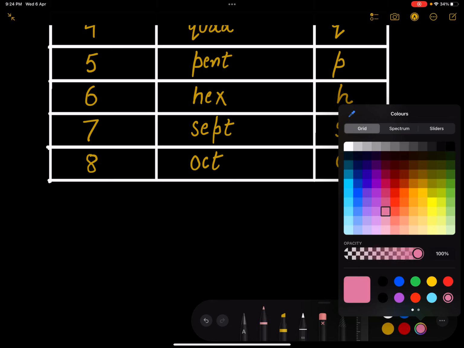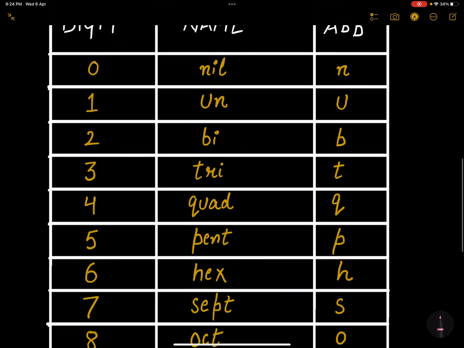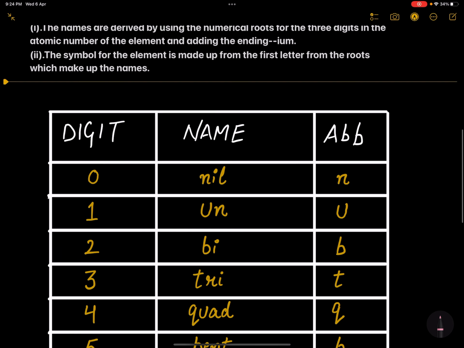Now one more digit, the digit is 9. Its name will be enn, that is e n n, and its abbreviation will be small e. So these are the numerical roots for the digits, and we have to follow these numerical roots for naming the atomic number greater than 100. So let us do some examples.